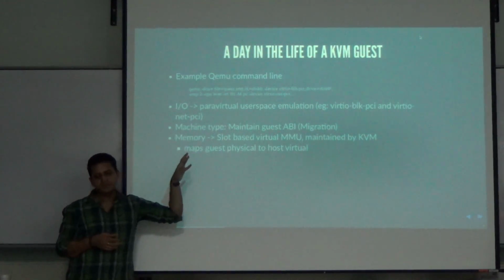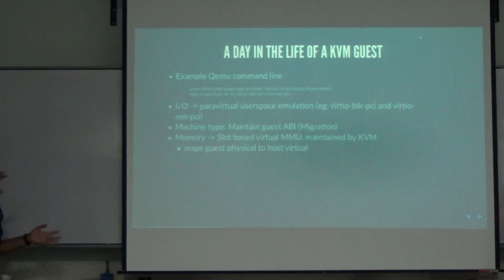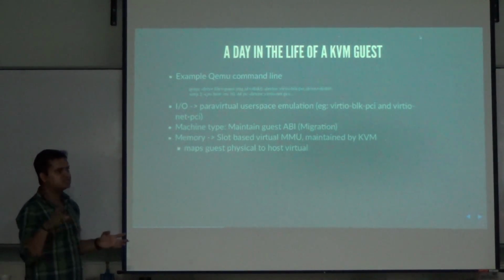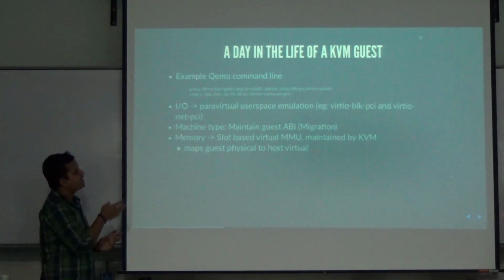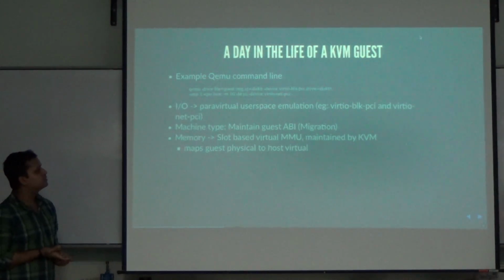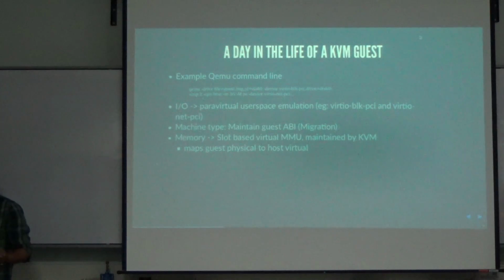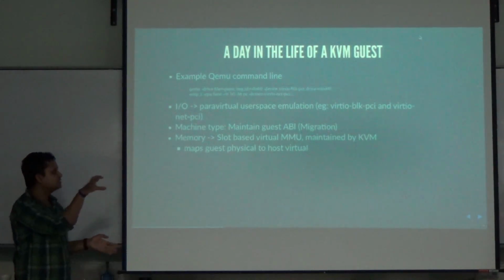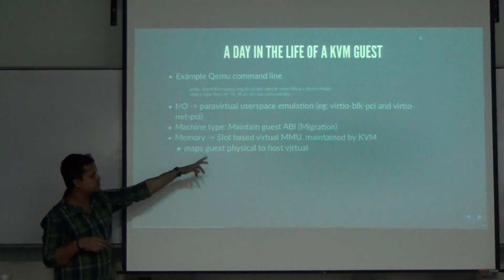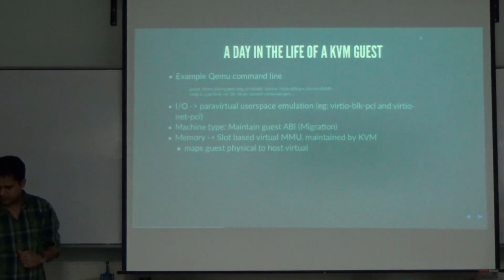KVM and Qemu use slot-based MMU, which are basically a fixed number of arrays for each guest. And once you specify the amount of memory to the guest, these arrays get configured according to what part is RAM, what part is reserved, what part is ACPI, and all that stuff. So then these slots actually maintain addresses in host virtual addresses, and so they map the guest physical addresses to host virtual addresses.